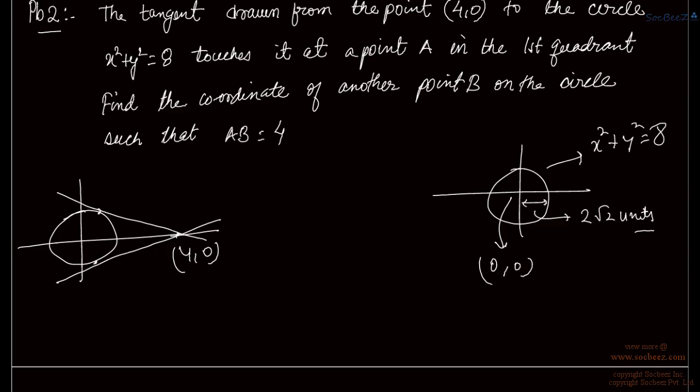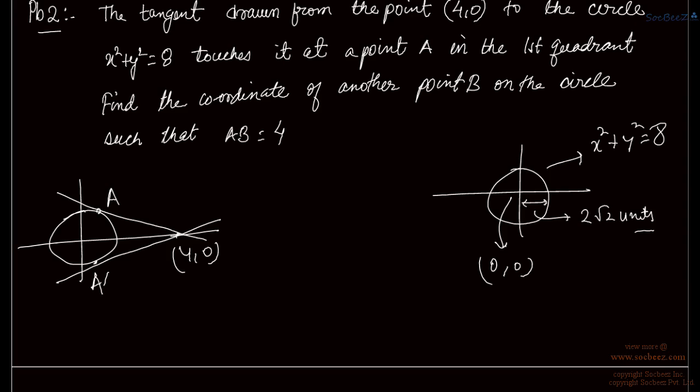And point A is in the first quadrant. This is point A. There are two points, A and some A dash point. This is point A dash. So we are considering the point which is in the first quadrant, as it is given in the question, that touches it at point A in the first quadrant. So this point must be A. Find the coordinate of another point B on the circle such that AB is equal to 4.